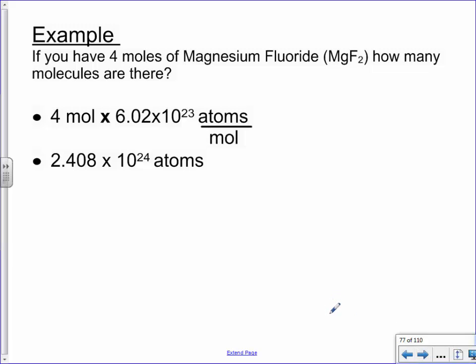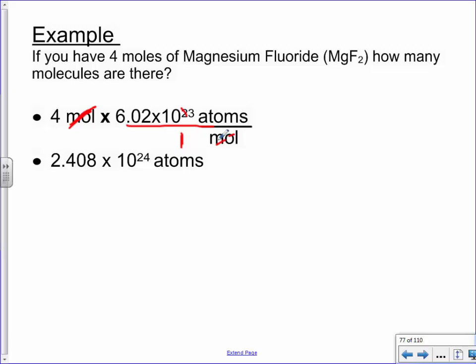So let me just show you an example of how you might solve something. Let's say you have 4 moles of magnesium fluoride. I might ask you, well, how many molecules are there? I'm a big believer in trying to teach kids how to solve things using ratios. I think that works really well. So I might say something like this. Well, if there are 4 moles, Avogadro's number states that there are this many atoms in 1 mole. And so I'm kind of writing it like a fraction where there's a whole bunch of atoms in 1 mole.